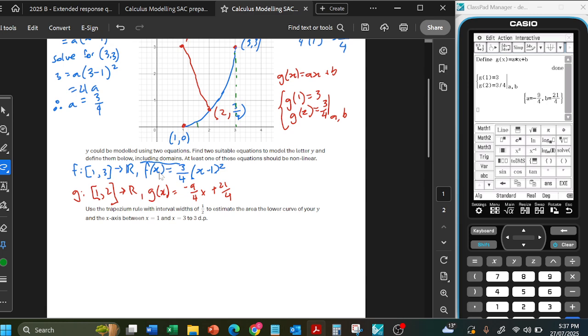So how that'll work is we're going to break this up into trapeziums with width of a half. So this first trapezium is going to go from 1 to 1.5. We're going to figure out that area. We'll figure out the next one from 1.5 to 2, figure out the next one from 2 up to 2.5, and figure out the area of the next one from 2.5 up to 3.